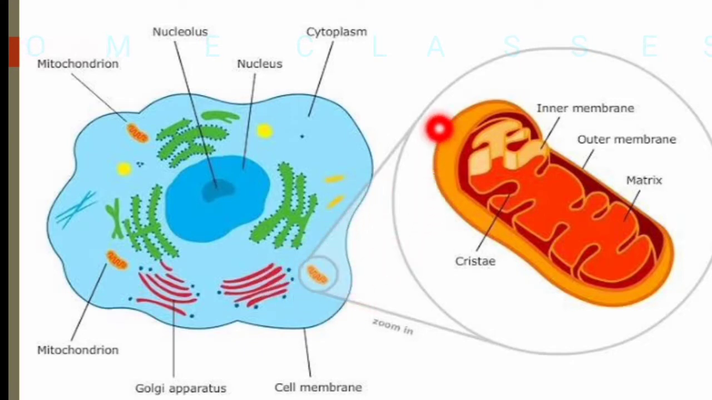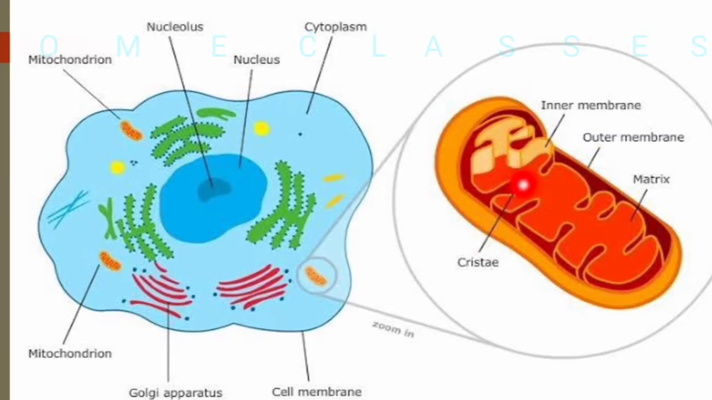This is the zoomed image. This is the inner membrane. This is the outer membrane. And this is the cristae. The curves which you are seeing after a small space are known as cristae.